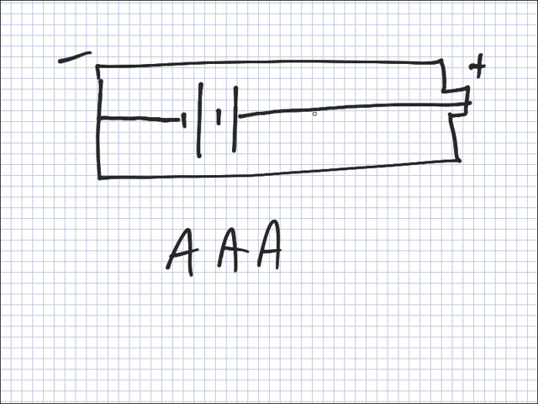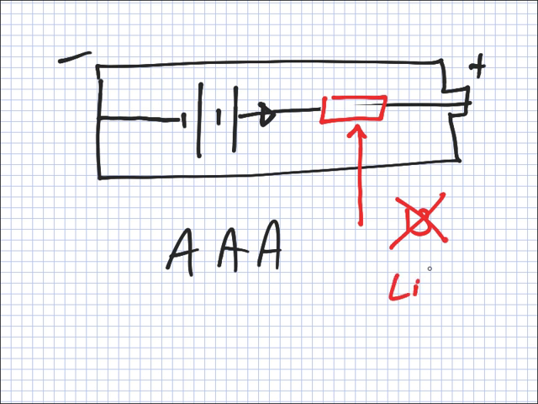So the current goes that way in it. We also imagine that there's a little resistor in here. Now this is very important. I'm not saying there is a resistor in it. I'm saying it's like there's a resistor in it.